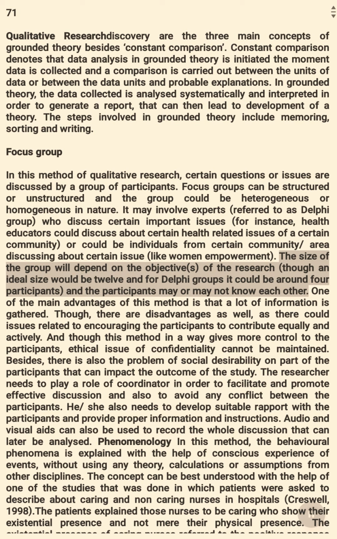The size of the group will depend on the objectives of the research, though an ideal size would be 12, and for Delphi groups it could be around 4 participants, and the participants may or may not know each other. One of the main advantages of this method is that a lot of information is gathered. Though, there are disadvantages as well, as there could be issues related to encouraging the participants to contribute equally and actively. And though this method in a way gives more control to the participants, the ethical issue of confidentiality cannot be maintained.